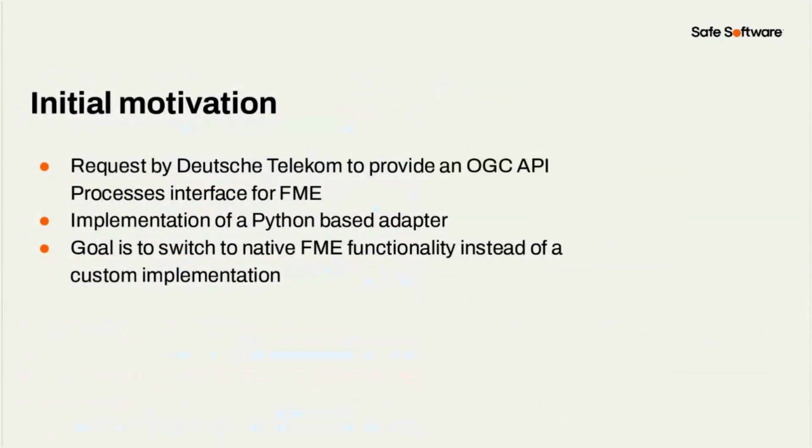So the initial motivation for this also came from a customer. Deutsche Telekom asked us a few years ago already to provide an OGC API Processes interface for FME. And of course, back then we didn't have data virtualization. So what we did is we built a Python-based adapter that basically handled all this transformation between the FME API and this OGC API. And of course, the goal now is to switch somehow to the FME functionality, basically data virtualization, in the future, instead of having to maintain our own custom implementation over the next years.